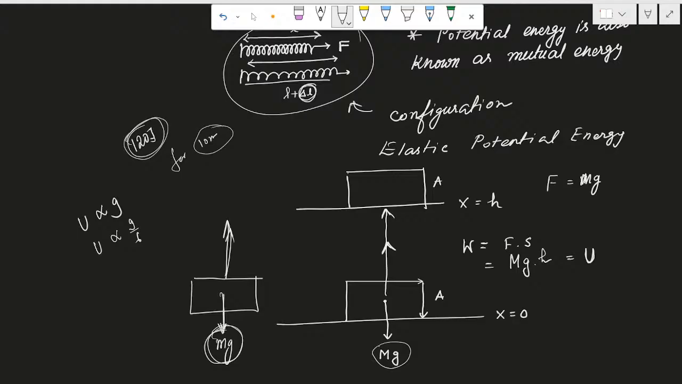See, the basic concept is that if lifting an object on the surface of the earth for 10 meter costs 120 joule of energy or work done, definitely in case of moon it will cost 1/6 of it. It will cost a lesser value. Why? Because the gravitational acceleration is 1/6 of it. Okay, you understand?